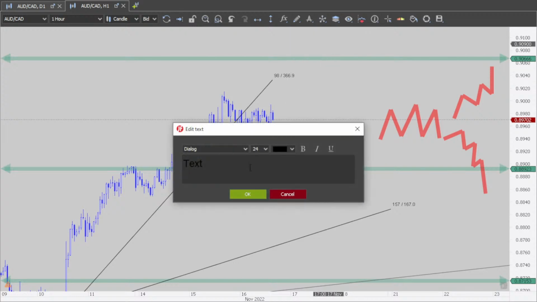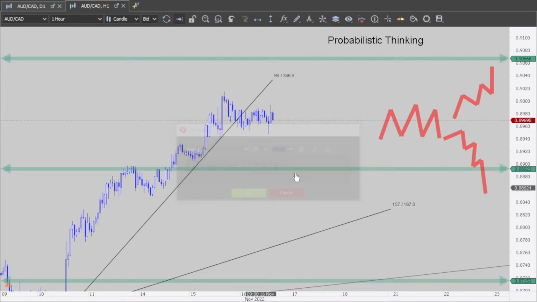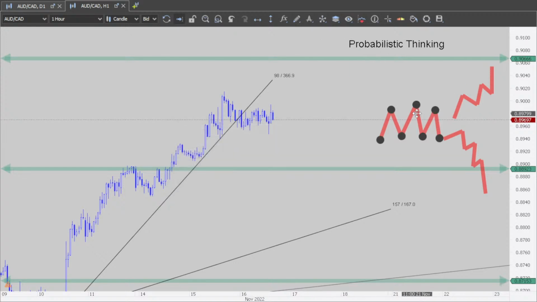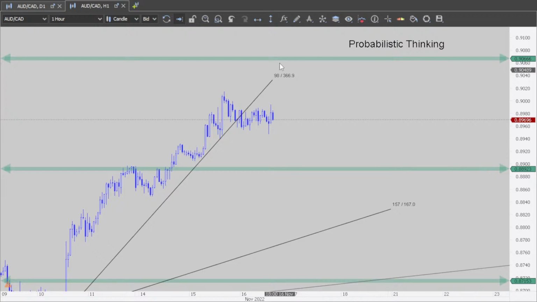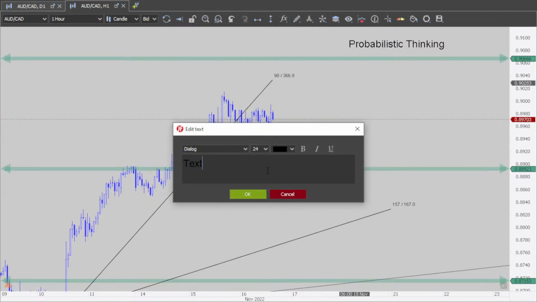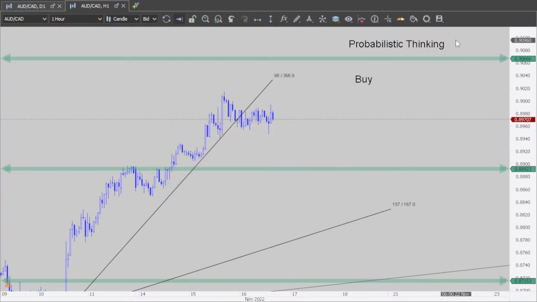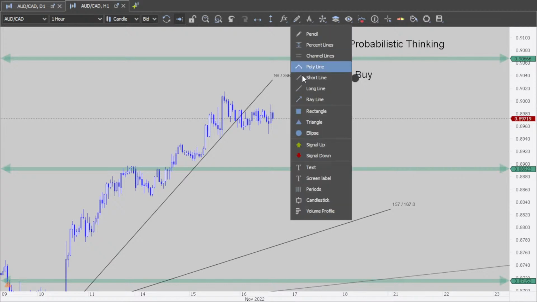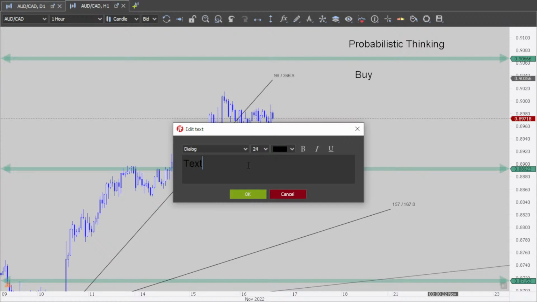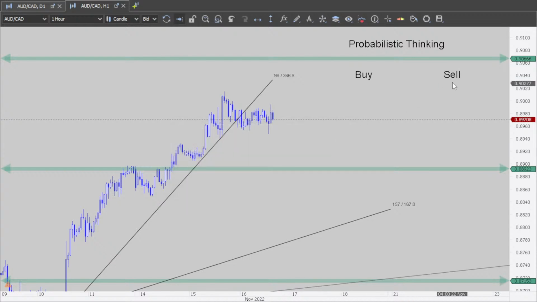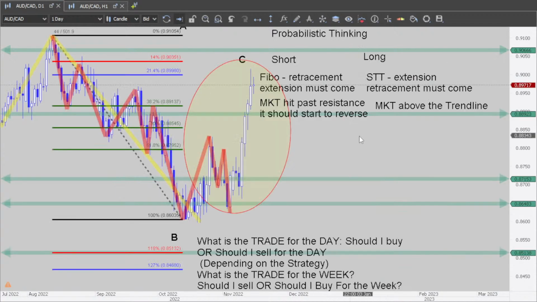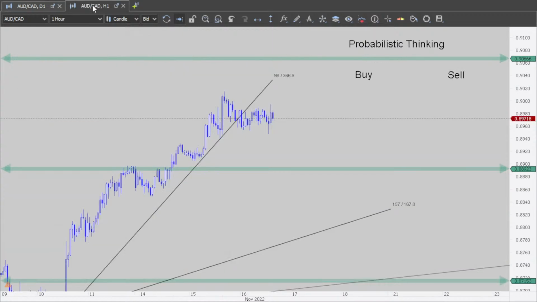Probabilistic thinking. Type in the chat, everybody. How many reasons do you have to go short for the day? And how many reasons do you have to go long for the day? We're going to change vocabulary for the beginner traders. How many reasons do you see to buy AUD CAD on the 1 hour chart? And how many reasons do you see to sell? And then you are going to see the probabilities, everybody. Make sense?